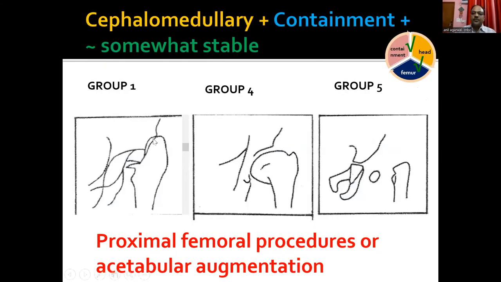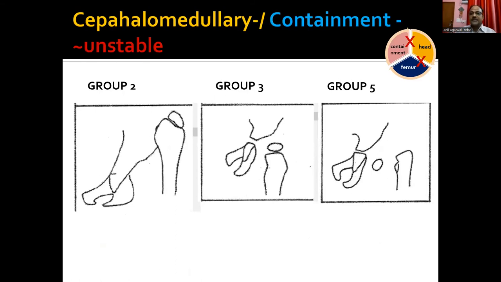So we go to the first three groups, which are stable. In these groups, the cephalomedullary communication is present and the containment is also present. So for these groups, you prefer doing a proximal femoral procedure or acetabular augmentation like we do for DDH. The next come the three unstable groups, like group 2 in which there is no head, group 3 in which the head is subluxated, and group 5 in which the head epiphysis is present but there is no communication with the shaft. So there is a cephalomedullary discontinuity.